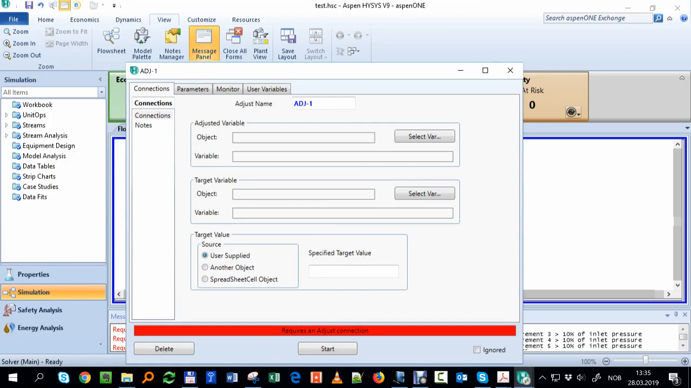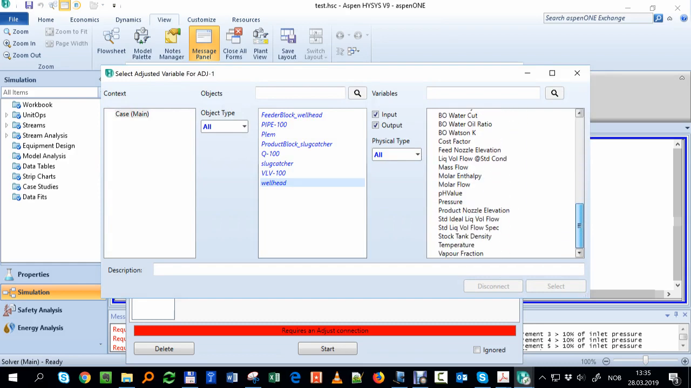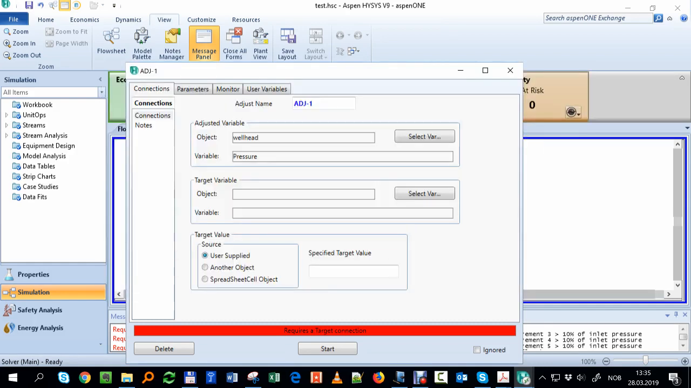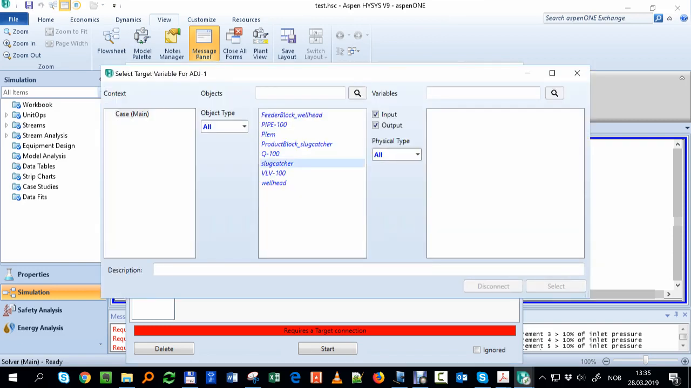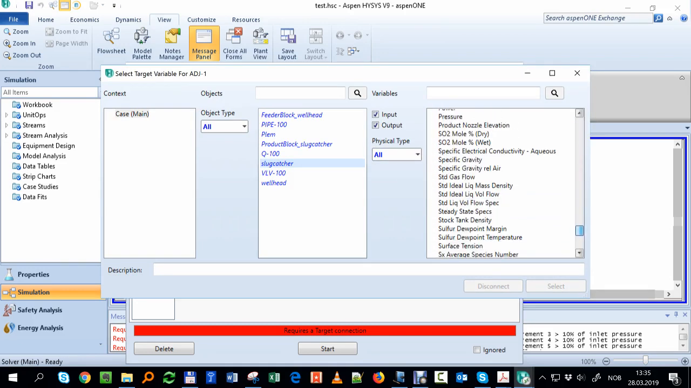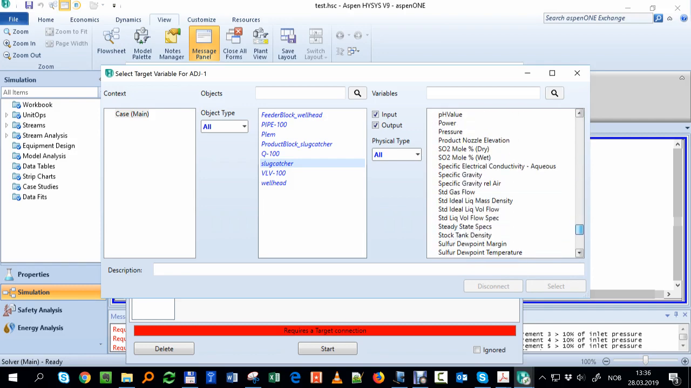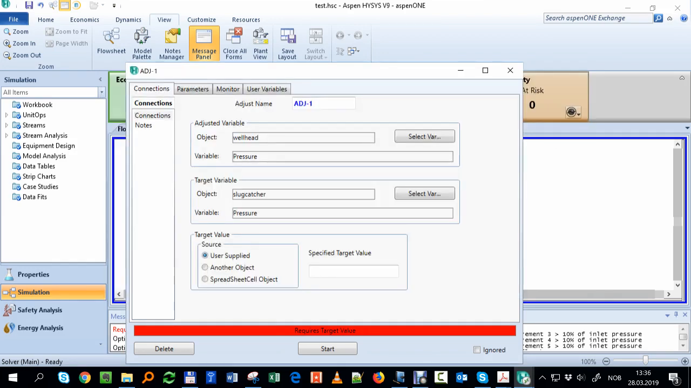Exactly like the way we do it in Excel, we say adjusted variable. What am I going to adjust in this case? The wellhead pressure. So I select this wellhead pressure. And then what will be the target variable? The separator pressure, slug catcher, we call it here, pressure. And what value do you want it to be? Here we have to be careful with the units, but it's 30 bar.